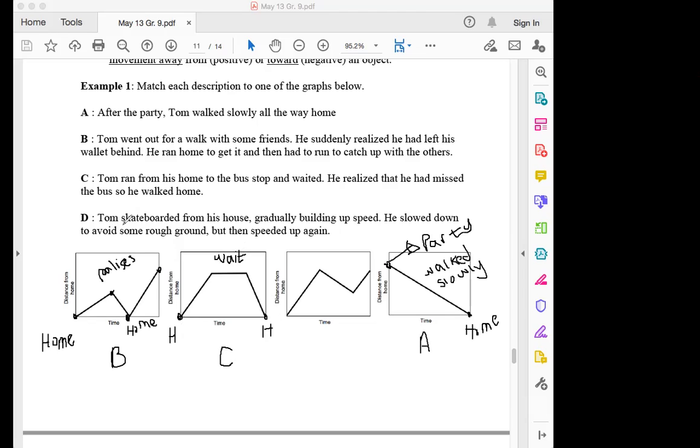And then D, Tom skateboarded from his house, so home. He gradually built up speed. He slowed down to avoid some rough ground, and then he sped up again. So this would be D.